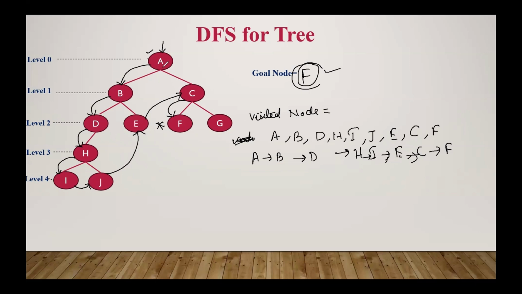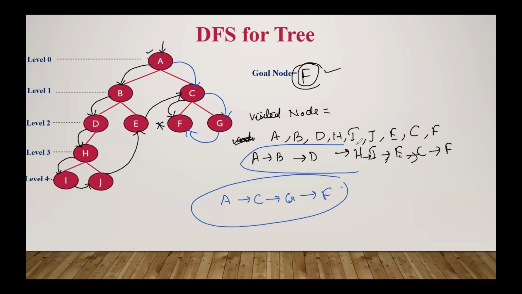Are we unnecessarily traversing this way or not? If I start traversing this way, means instead of selecting this one, if I select this one, for example, from A to C it can be possible. Then the path is A to C, then C to G, then G to F. So we got the result. But here, this much traversal is required. So this is the drawback of the depth first search algorithm.